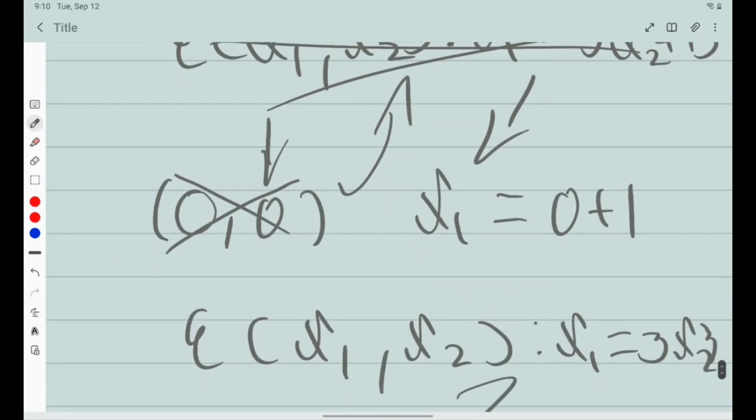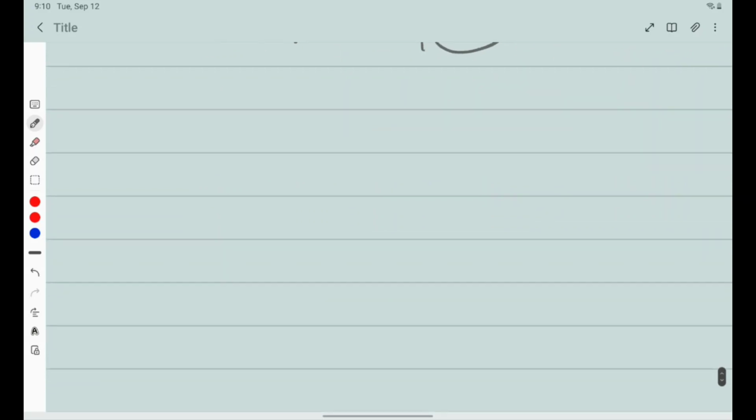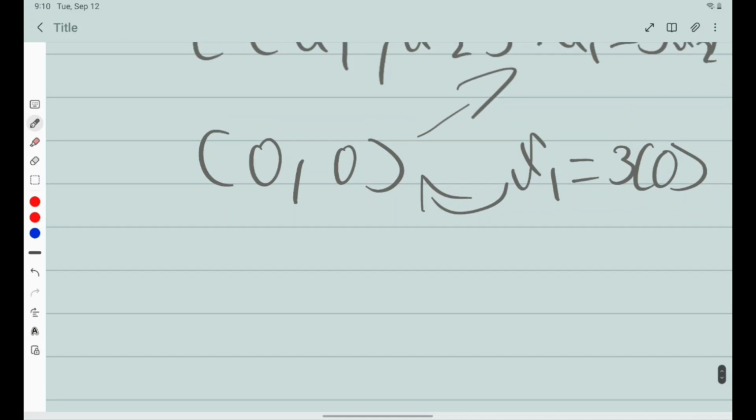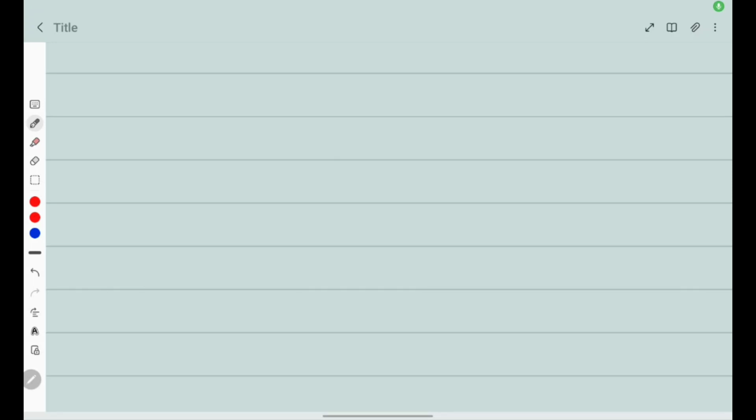Okay, and then the second condition is that it is closed under addition. So we need to show that for every vector in this subset, an addition on those vectors will result in a vector that is also in that subset. The result of an addition on any two arbitrary vectors in our subset is itself a vector in our subset.